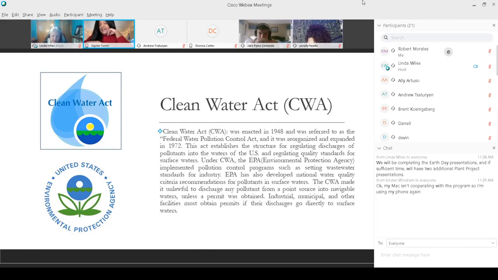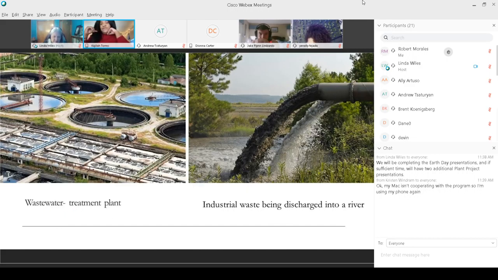Unless a permit was obtained, they couldn't discharge any of their pollutants into the rivers or whatever the case may be without having a permit. And this goes for industrial, municipal, and other facilities, who, like I just said, must obtain permits if they want to discharge their pollutants into surface water. And this is just a demonstration. On the left is a picture of a wastewater treatment plant, and on the right is a picture of industrial waste being discharged into a river.